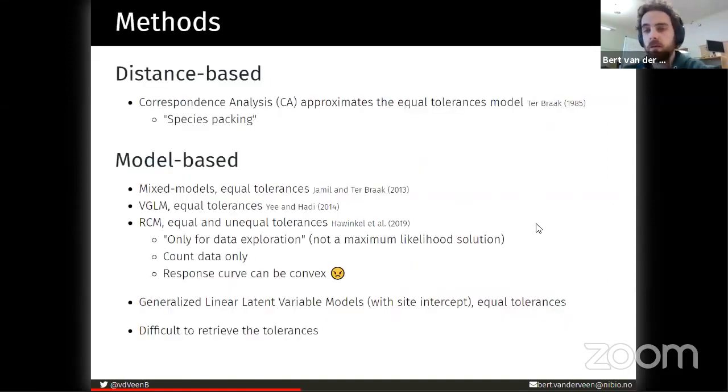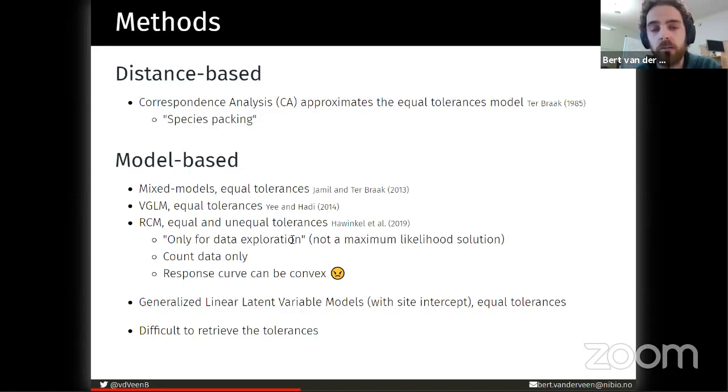So there's a couple of methods that relate to estimating tolerances when the environment is unobserved. Most typically correspondence analysis, which is known to approximate the equal tolerances model and, making some additional assumptions, approximating the species packing model. And then you have some model-based methods where with mixed models, you can also fit the equal tolerances model. VGLMs, same thing, also equal tolerances. And then most recently, the R package RCM, which can also do unequal tolerances.